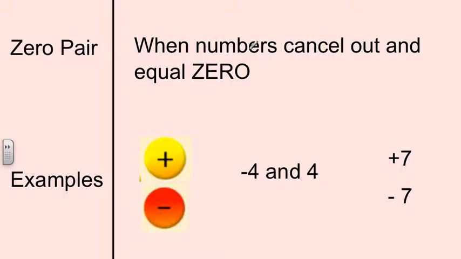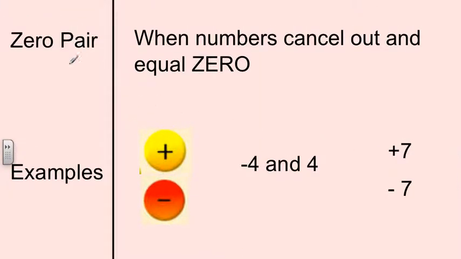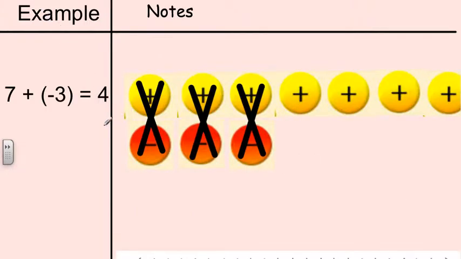A zero pair are numbers that cancel each other out and equal 0. They're opposites. So an example, 1 positive and 1 negative would equal 0. 4 positives and 4 negatives equal 0. Think about a debt. If you have $7 but you owe $7 to someone and you give it to them, you give your $7 away, you end up with $0. It's a zero pair at the end. Zero pairs are very important when we talk about adding integers with different signs.